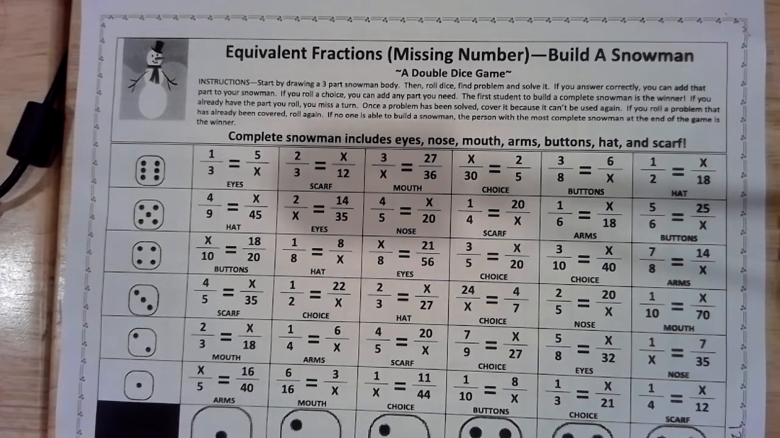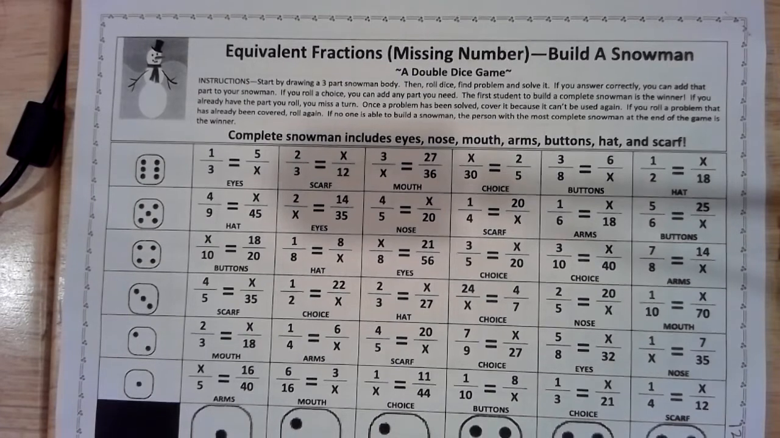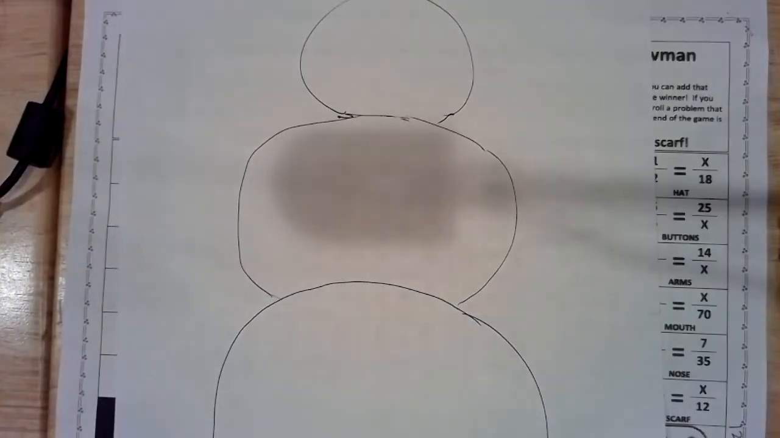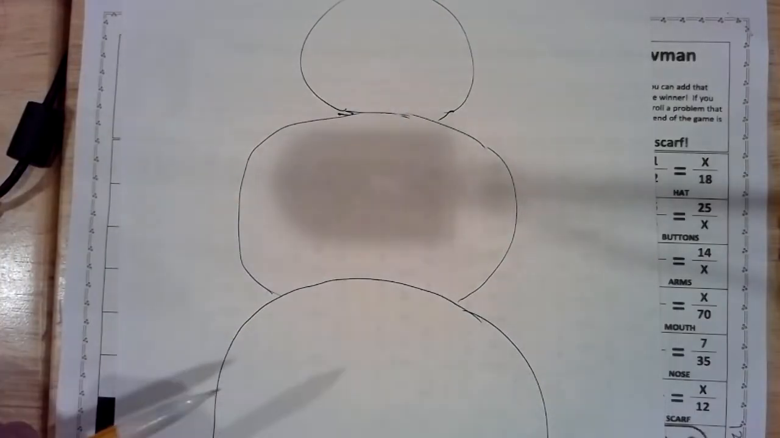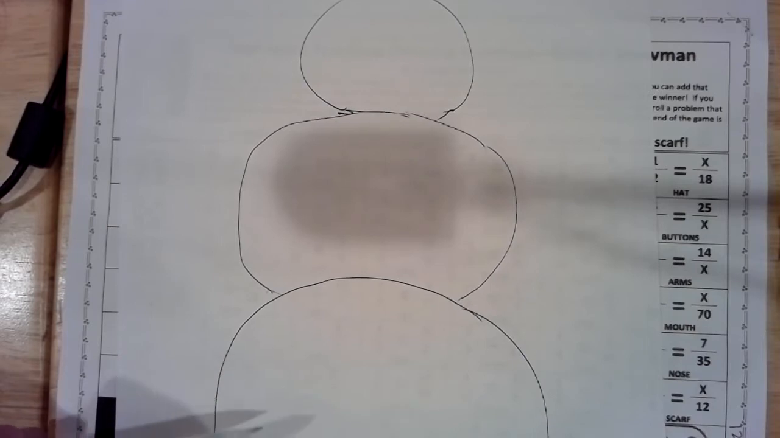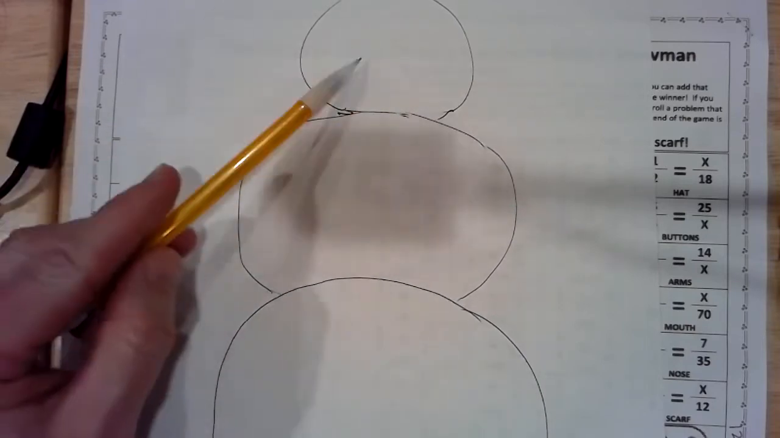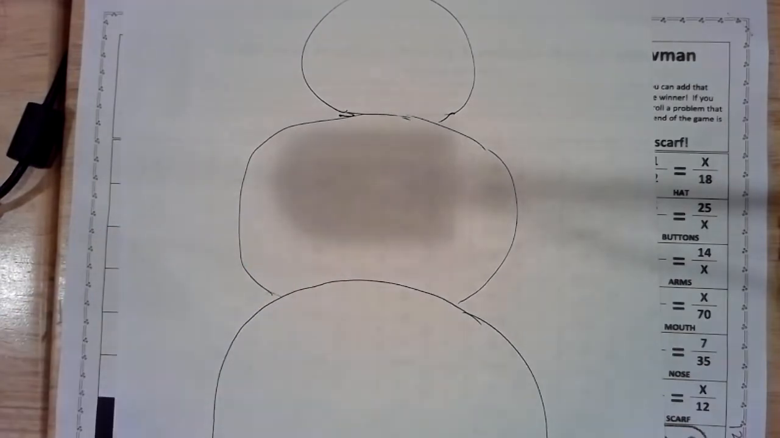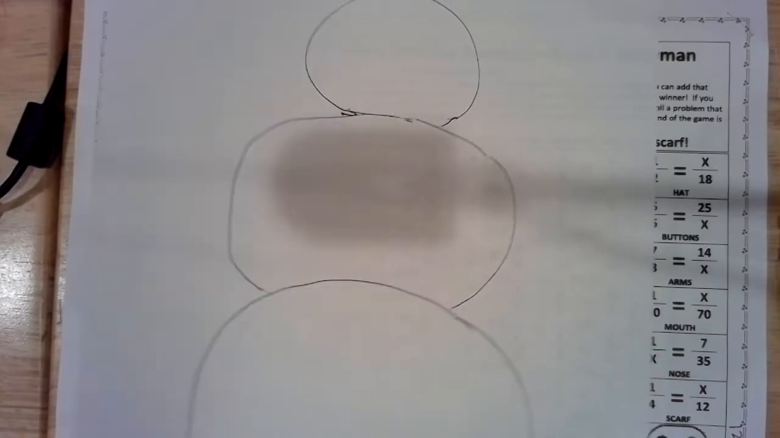Today, we are going to do a review of equivalent fractions, and you have two options in your bundle. One of them is the equivalent fractions build a snowman game. In that one, if you look at the directions, each person starts with their blank snowman. What you're going to do is try to get the facial features, the hat, the scarf, the arms, the buttons, and so forth before your opponent does. So you'll need an opponent for this game.